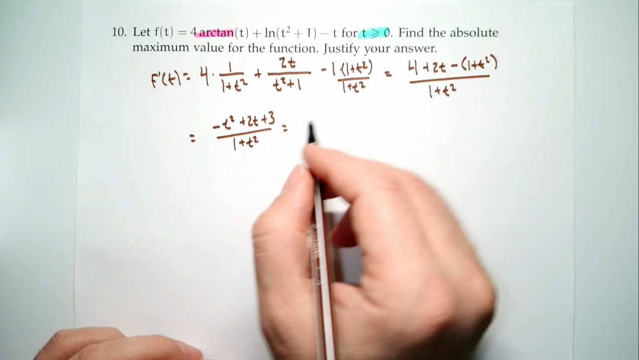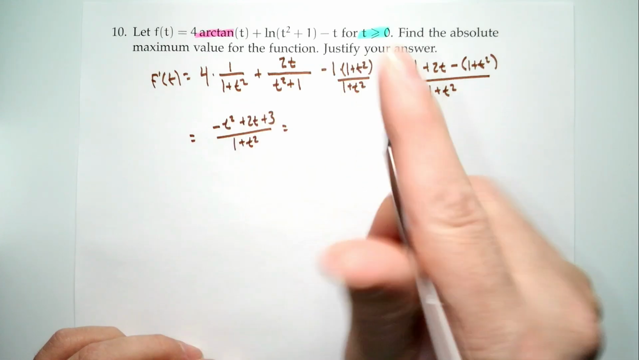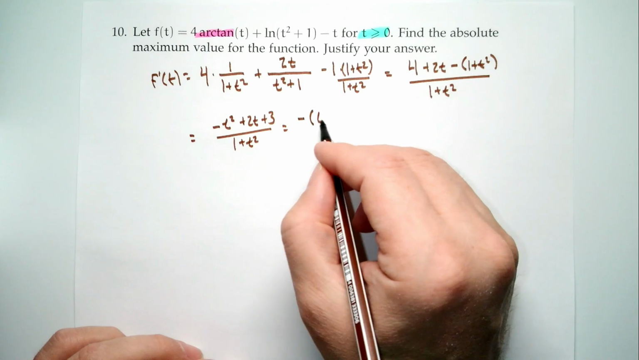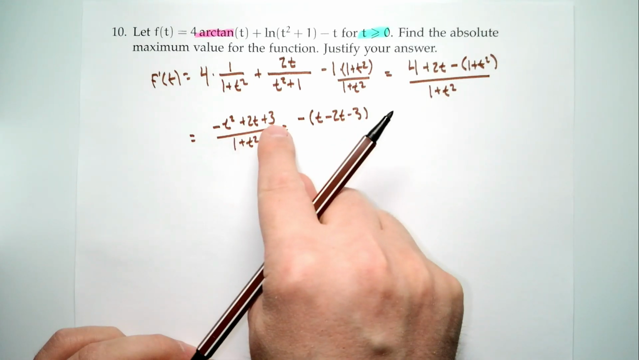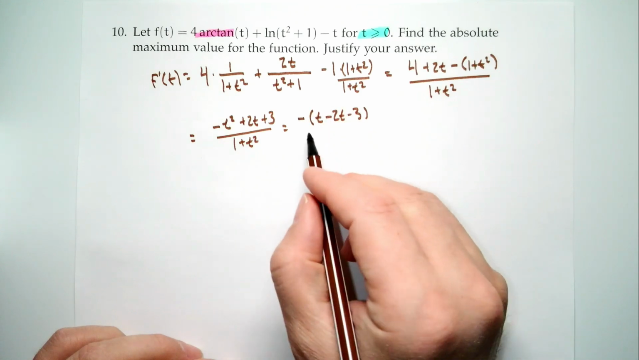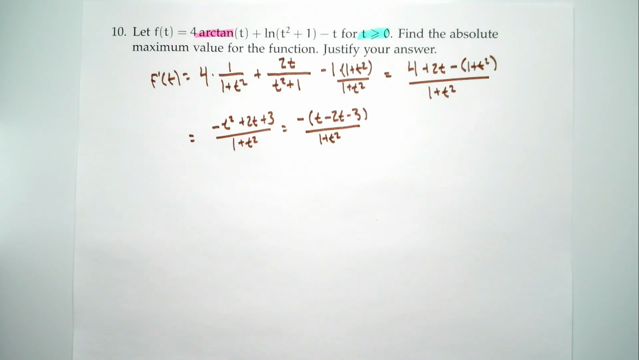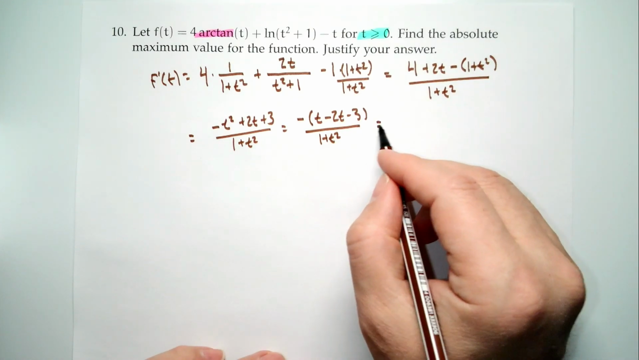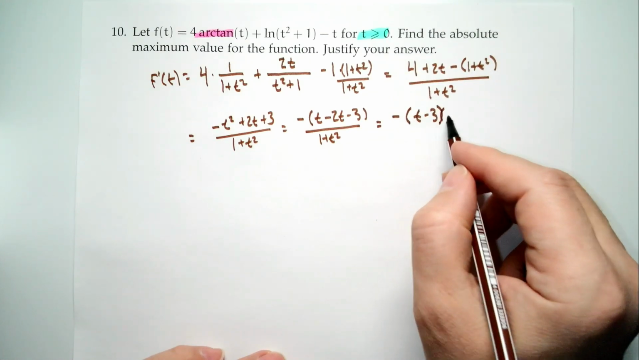Now, of course, we suspect this will factor. I don't like having a minus in front of the t squared. It just makes it harder for me to keep track of things, so I'm going to go ahead and pull a negative out. If I pull a negative out, I'm going to pull a negative out of each term, so be careful. You're not just pulling a negative out of the first term, you're pulling it out of each term. And now we ask, okay, does t squared minus 2t minus 3 factor? Well, it did just a few problems ago, so I think it probably still will factor. So that will be factored as t minus 3 and t plus 1.